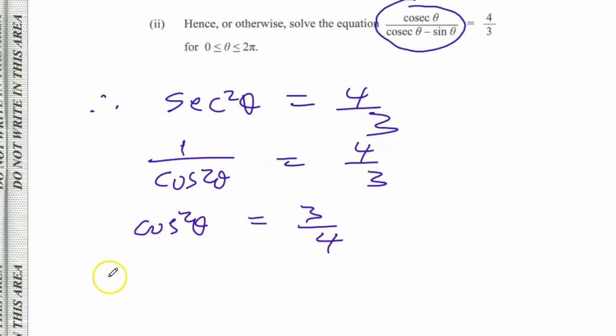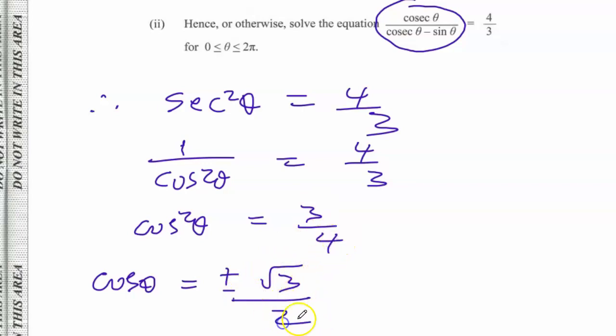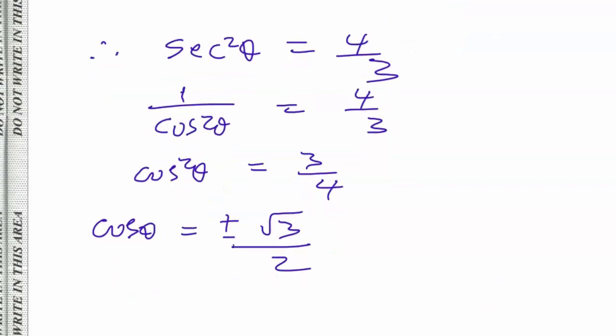We take the square root of both sides, which means that cos theta is equal to plus or minus. We square root the numerator, we get root 3. We square root the denominator, root 4 is positive 2. So cos theta is plus or minus root 3 over 2, which means that we have theta in all the quadrants. We know from the common angles, cos 30 is root 3 over 2. So the common angle there is 30, which is pi over 6.